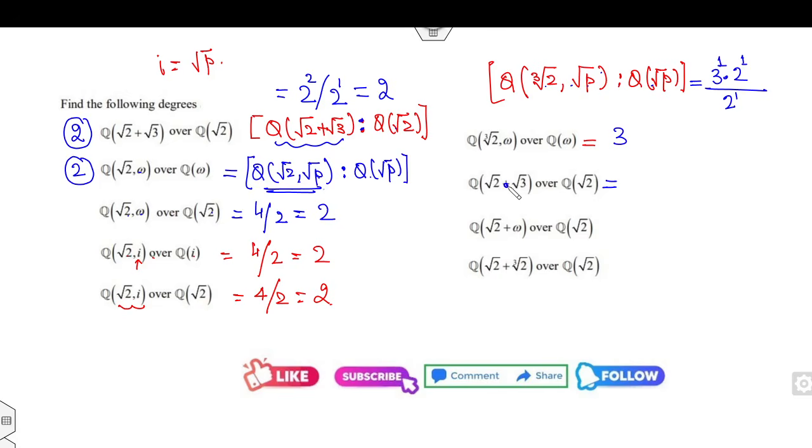Whether you write a plus sign or a comma, both have the same meaning. So how many square roots are there? 2 divided by 2 raised to power 1. It's a root of 2, so the square root appears 2 times, divided by 2. Again 2, it's a cube root. So the cube root is written 1 time, divided by 2. So the answer is 3, the degree of the minimal polynomial.